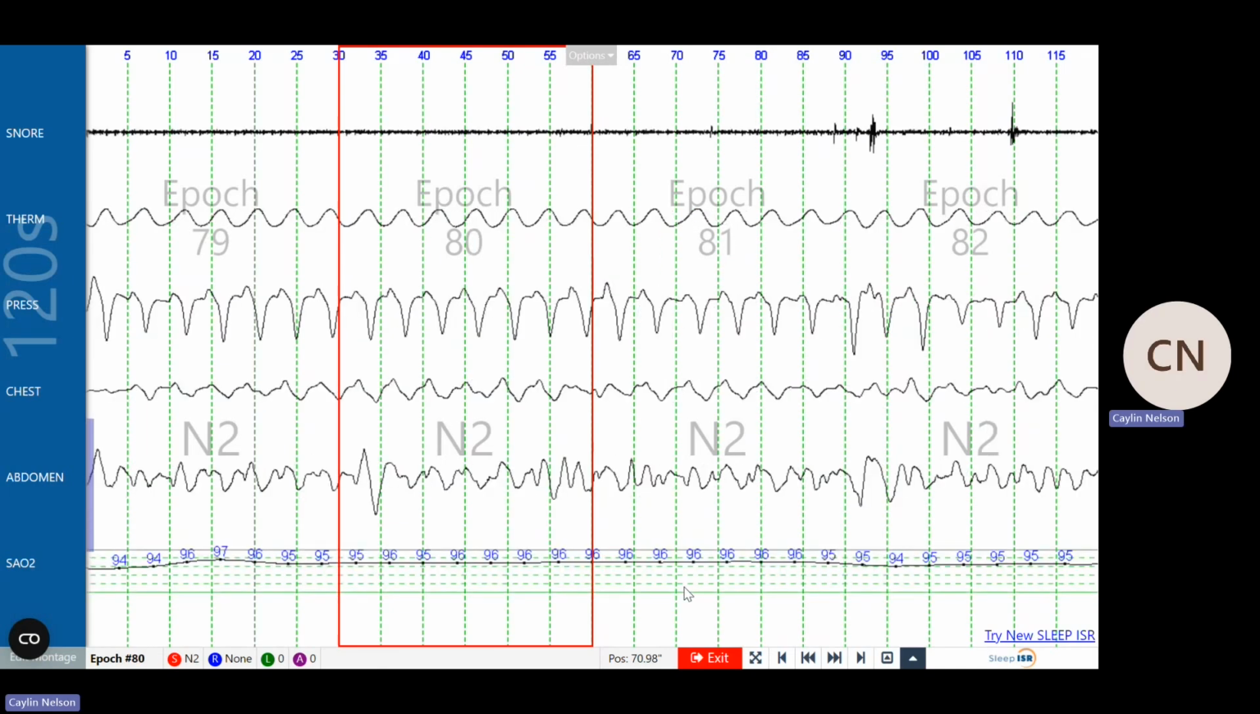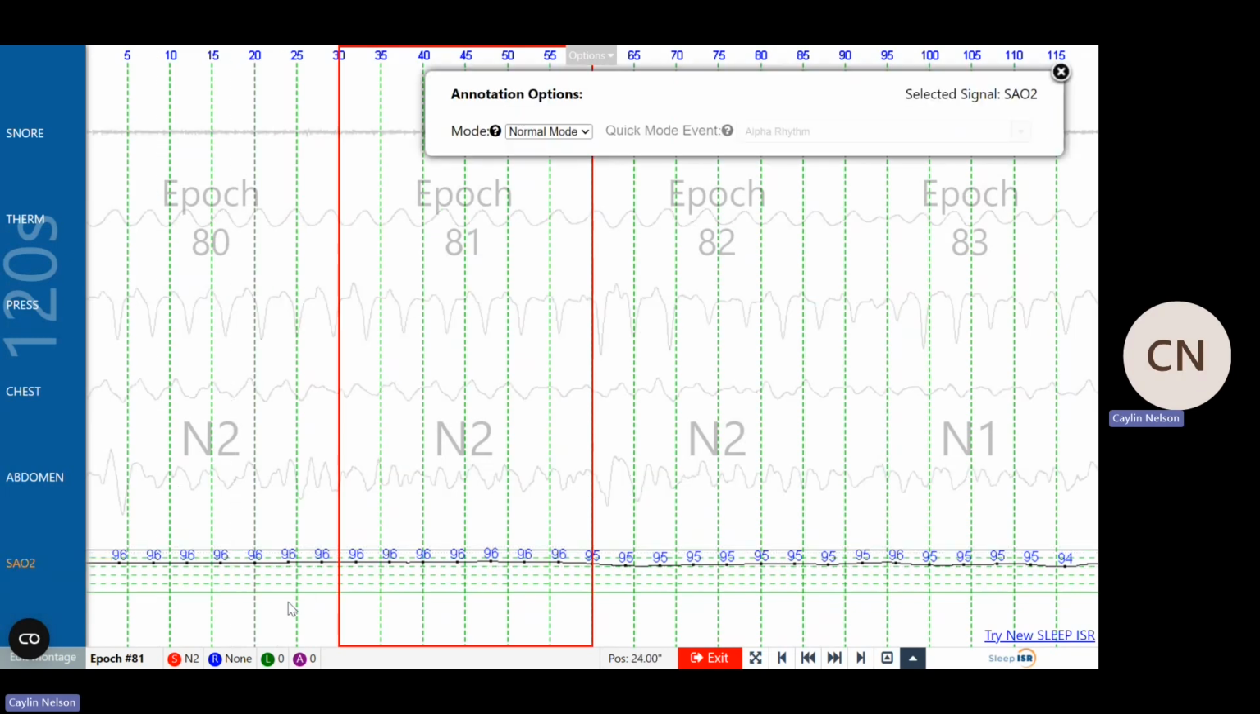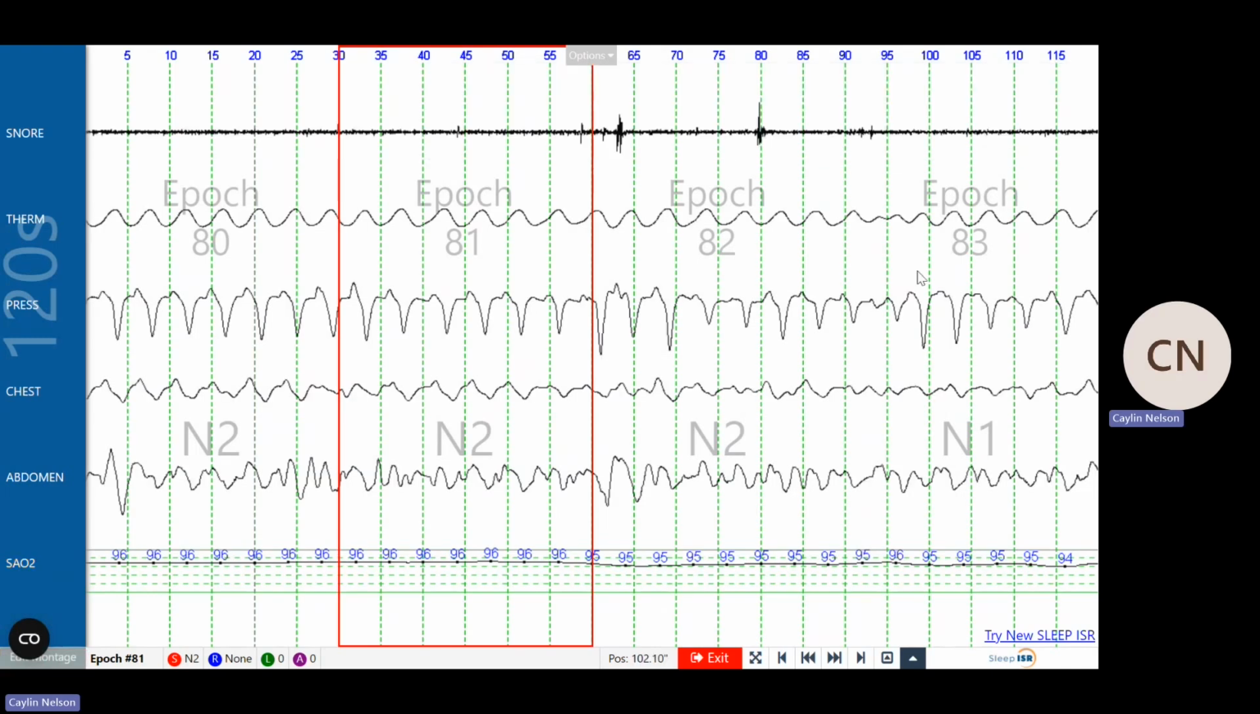So now we're going to be looking at epochs 80 through 83. So first, you can take a look at the flow of our channels. Again, we still have that artifact in our abdomen belt. It's starting to kind of clear up here and there, but that's all right. So in our oxygen channel, our SaO2, seems to be pretty consistent, again around 96, 95. We have that reference line to see any major changes. Obviously, not much going on there. So we'll close out of that.